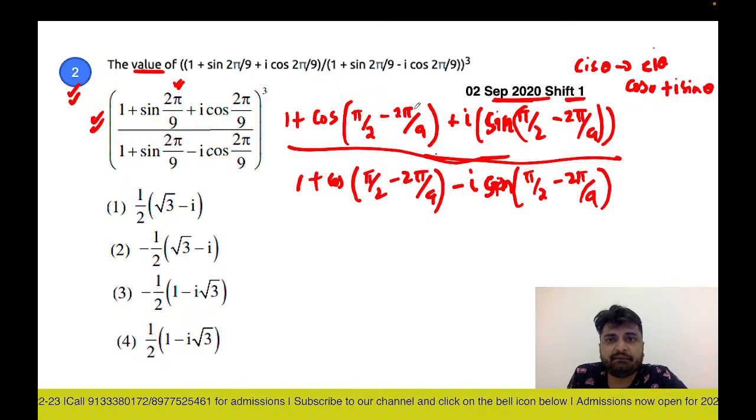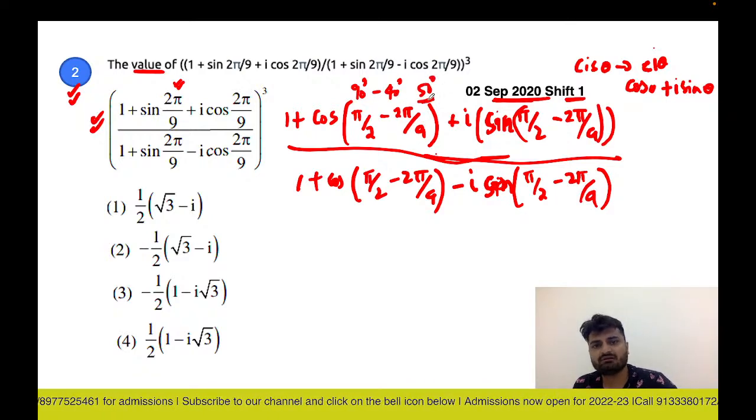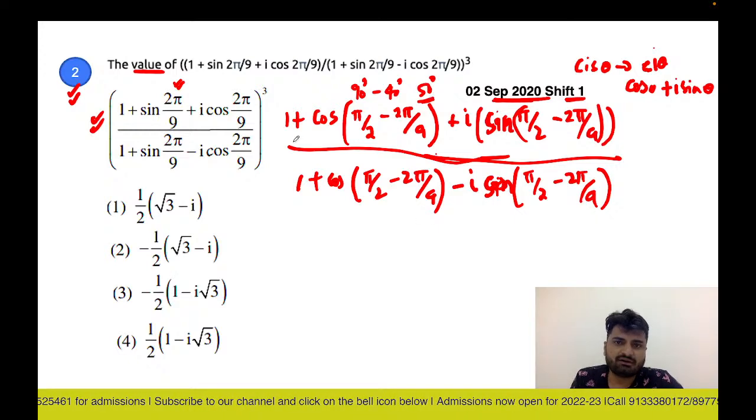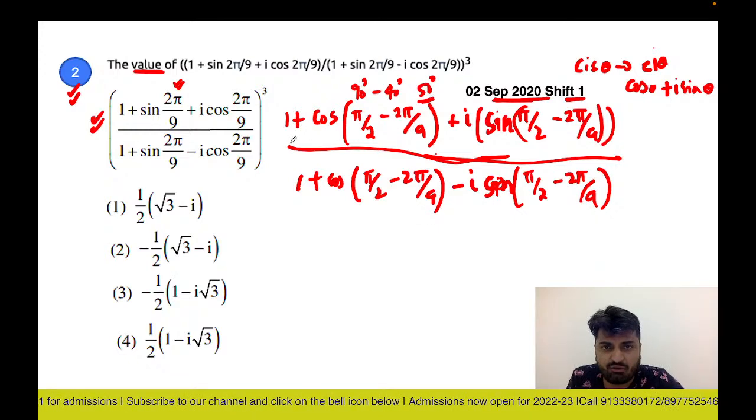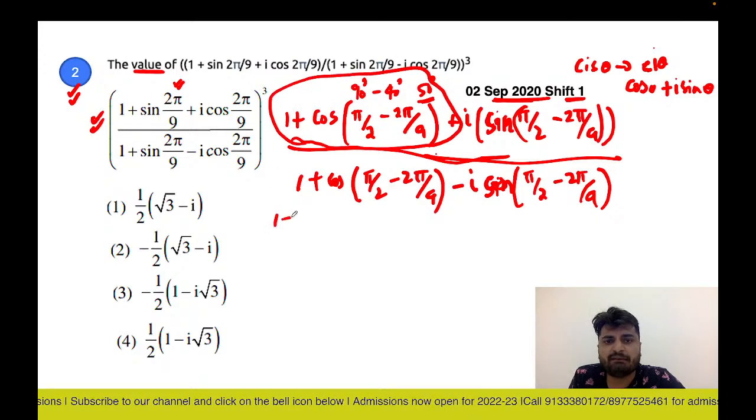Once you simplify this, this is 90 minus 40, so this will be some 50 degrees. Correct?